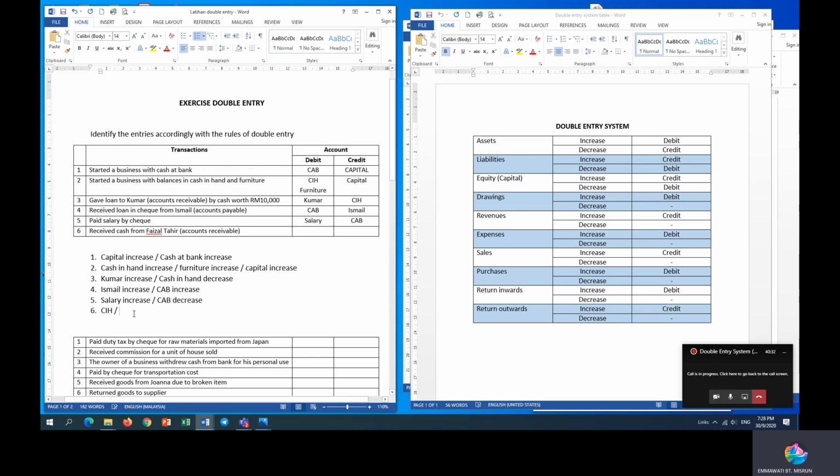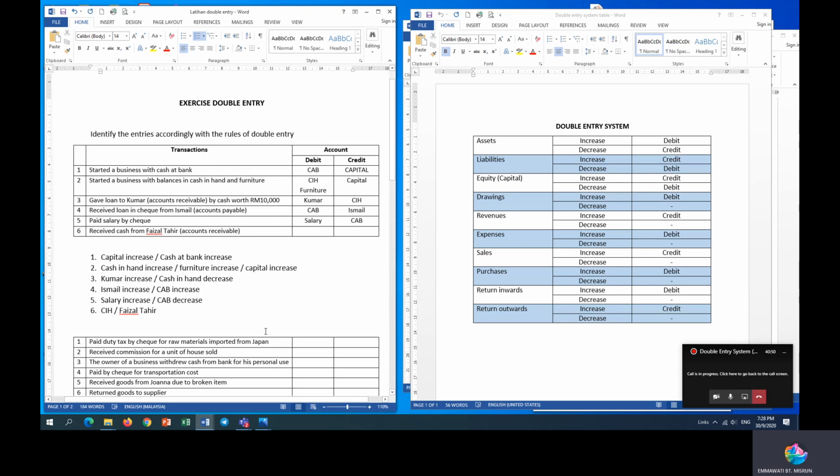So kita buka account Fazal Tahir. Kalau namanya adalah solos, tulis nama solos. Jangan tulis nama orang lain. Okay, sekarang kita dah ada Fazal Tahir dan kita ada cash in hand. Sekarang kita kena tentukan movementnya.